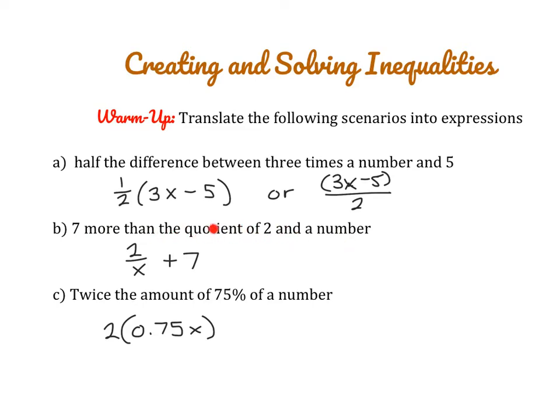So the quotient tells you to divide. So quotient of 2 and a number would be 2 divided by x, and then to do 7 more, we simply add 7. Twice the amount of 75% of a number.